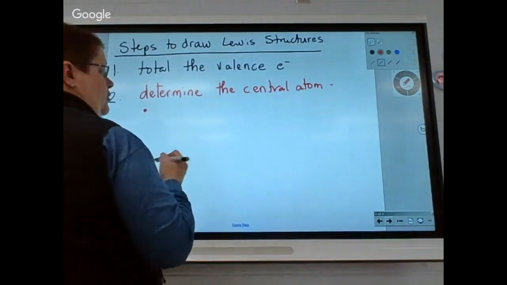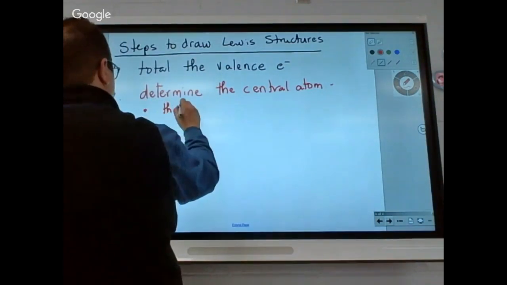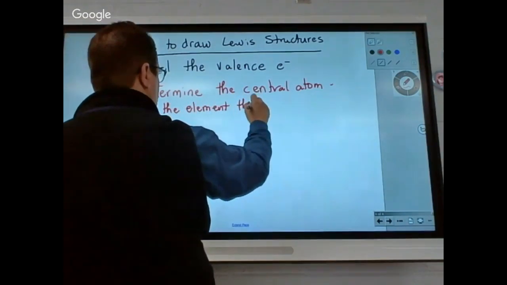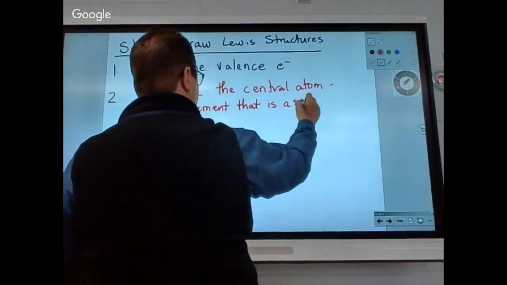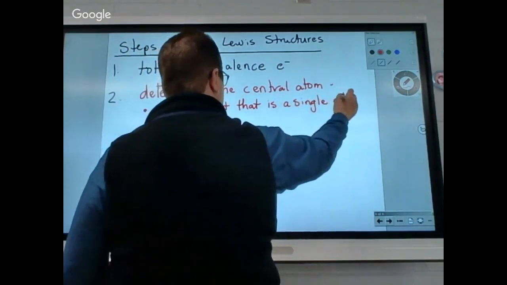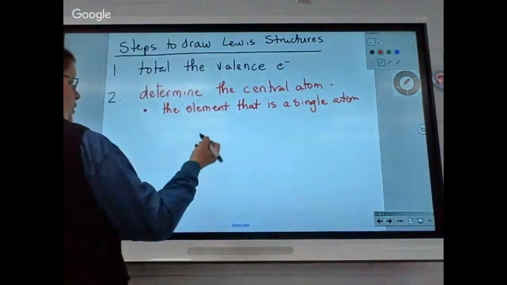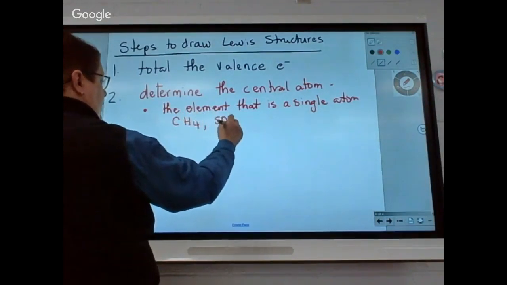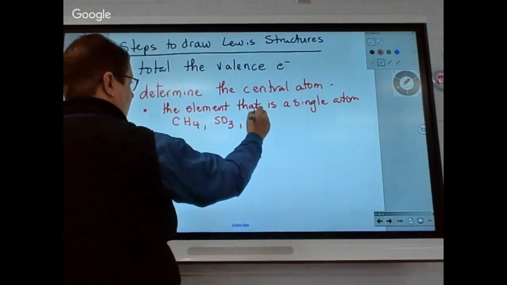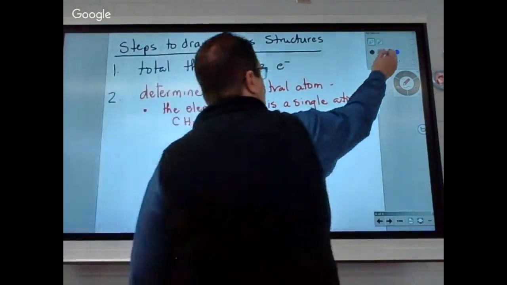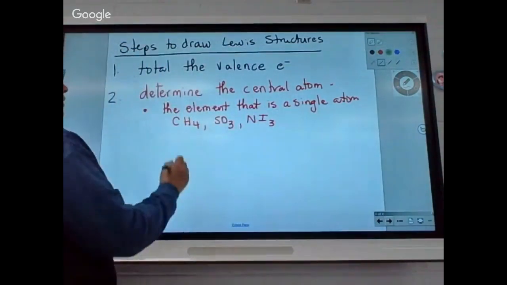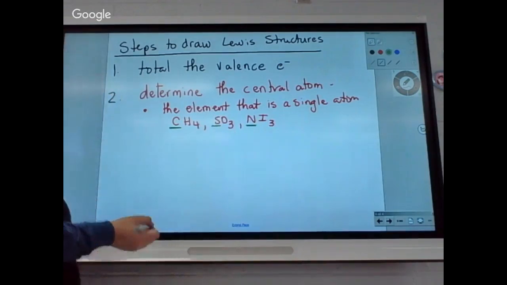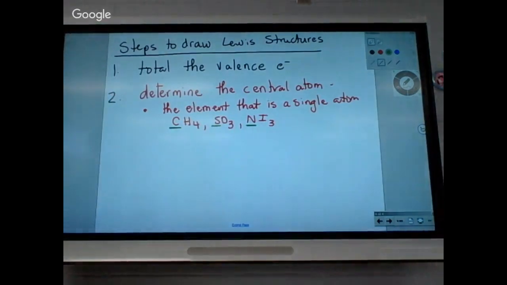There's 2 rules you can use. All right. The element that is a single atom is usually the one that's the central atom. So for example, if you have CH4, SO3, NI3, the central atom is going to be the one that's the single. So if you have C, S, N, those are all single atoms. Okay, they're going to be the central atom.